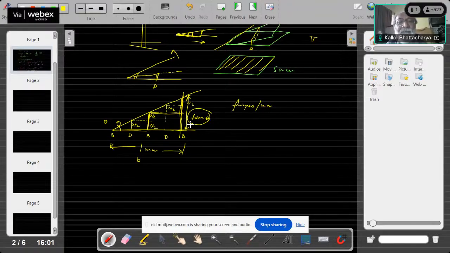If this is tan theta, then how many fringes would be there? So the number of fringes n would be equal to tan theta divided by lambda, because every separation of one lambda gives you one fringe. Two lambda will give you two fringes. So it's very easy to calculate the density of fringes provided you know the angle at which the two beams interfere.